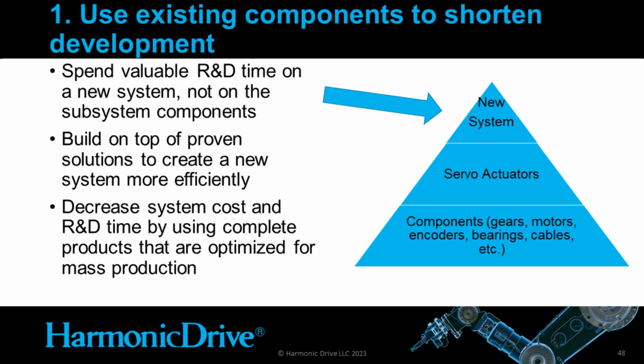So on the right, we have a pyramid here where you could start from the component level, where you go through and specify your gears, your motors, encoders, all of these things. You go through the design cycle, and you go through all of your testing. The next level up is that you can use existing components, such as servo actuators, put those together in a configuration that you need, and that helps you build your new system.